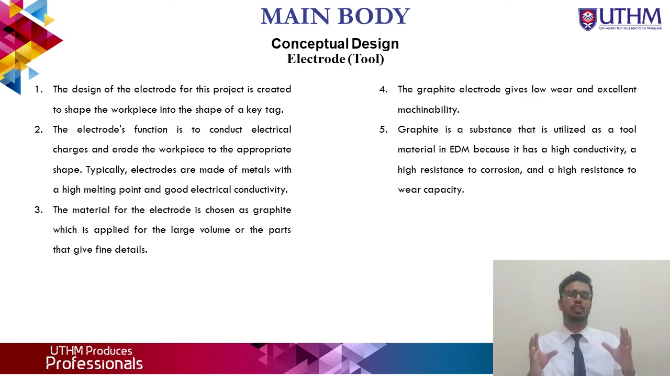Typically electrodes are made of metals that have a high melting point and good electrical conductivity. The material of the electrode for this project is chosen as graphite because it applies to large volume parts or parts that give fine details. So the graphite electrode gives low wear and excellent machinability. Graphite is also a substance utilized as a tool material in EDM because it has high conductivity, high resistance to corrosion and high resistance to wear.